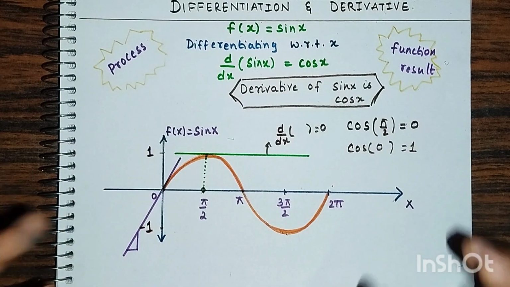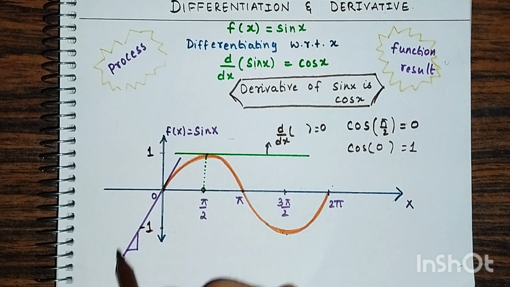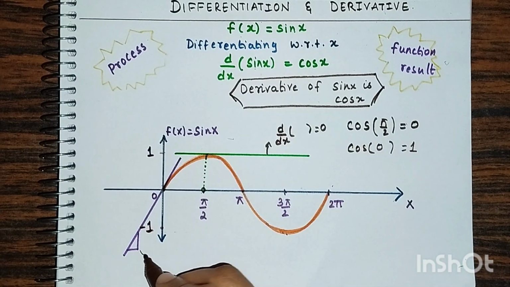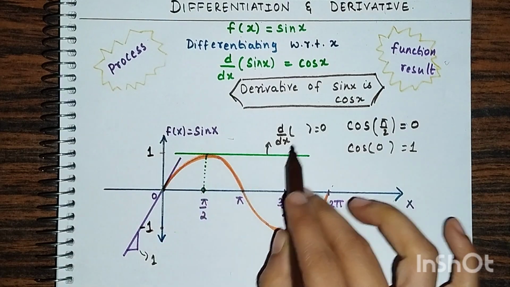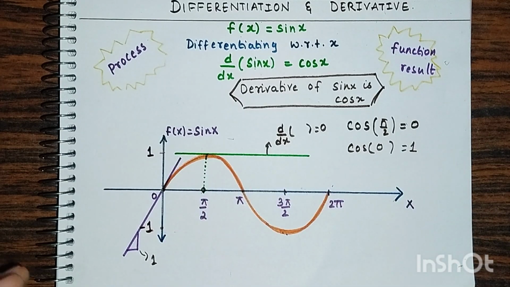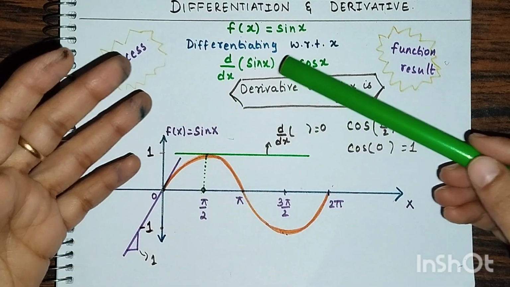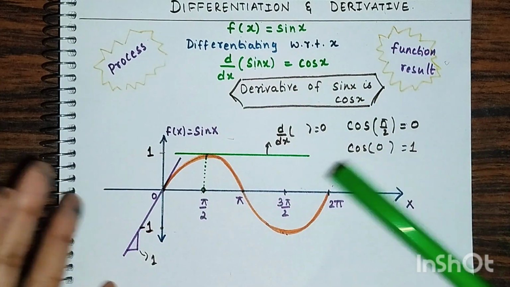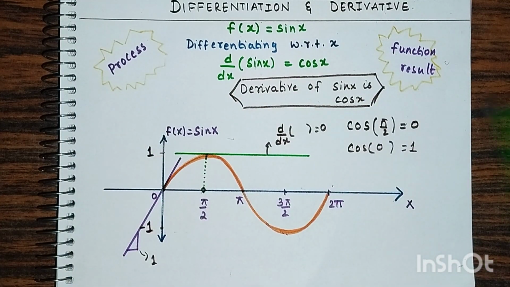So that is the main task of derivative. It will tell you what is the slope of this graph at any point. So here the slope is 1 and here the slope is 0. So I hope you understood what is differentiation and derivative. So why we explained here, because so that we can connect to the integration. Okay, so let's move to the next part.